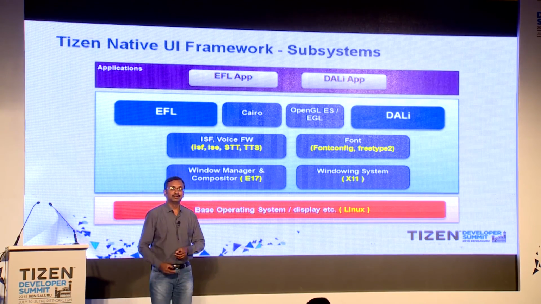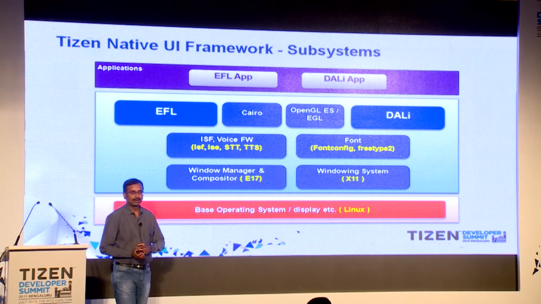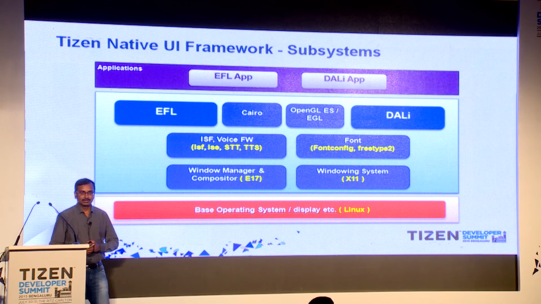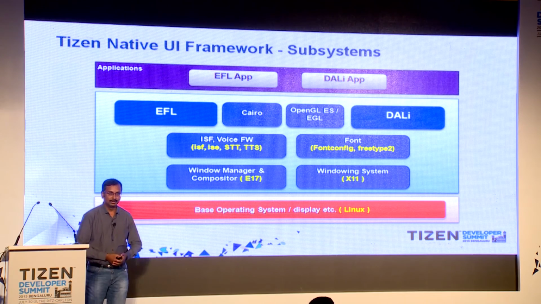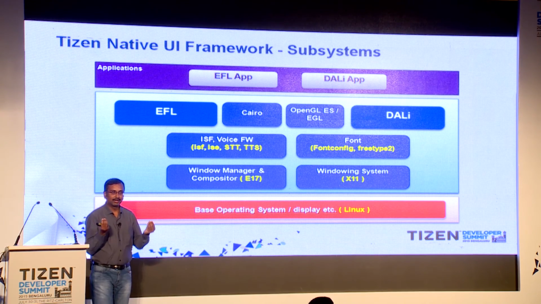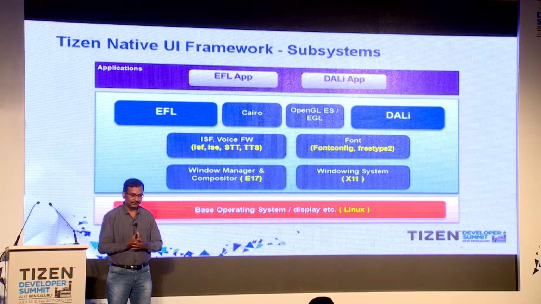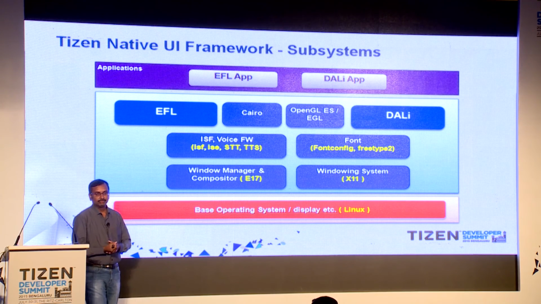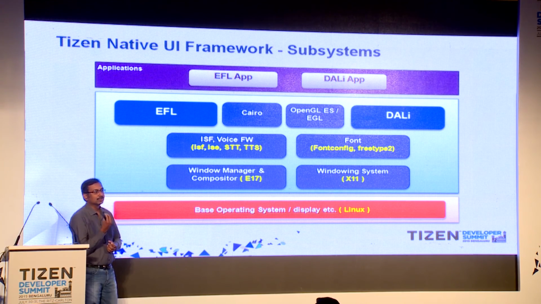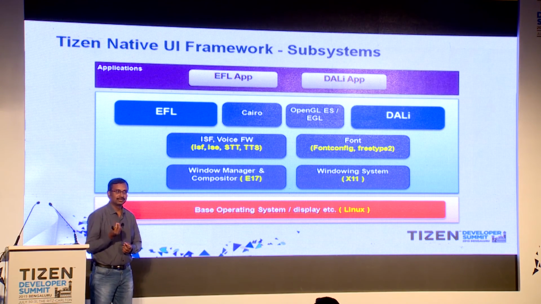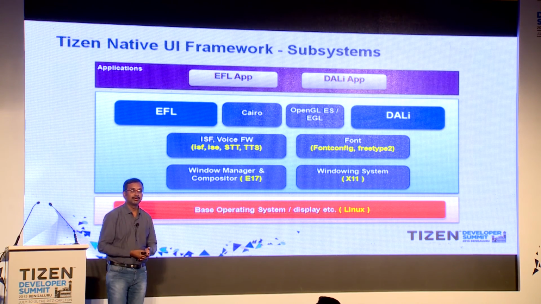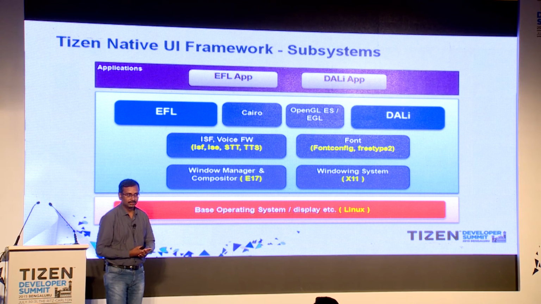So let's start with the Tizen native UI framework architecture. We have covered this in many sessions. Tizen is based on the Linux kernel, and we have 2 important UI frameworks, EFL and DALI. In addition, we have Cairo, a 2D rendering library, and the OpenGL ES library for 3D rendering, which is also open as part of the Tizen UI framework.